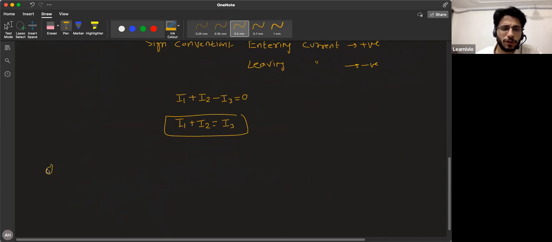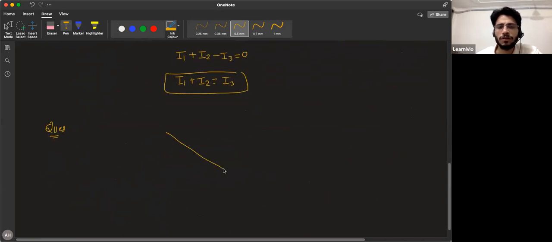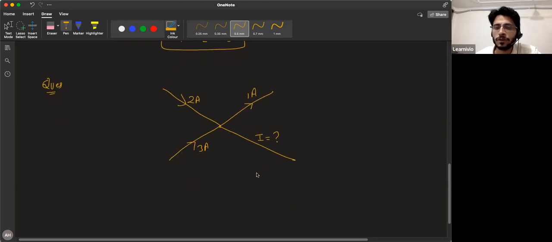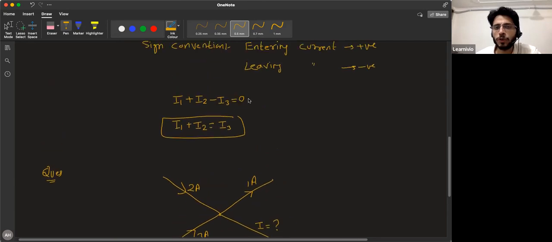That was the first law. In the first law, you get very, very basic type of questions. The questions like you have this type of junction. Some 2 ampere is entering, then 3 ampere is entering, 1 ampere is leaving. This is some unknown current I that you are supposed to calculate. Let's apply. I will always use this second thing.